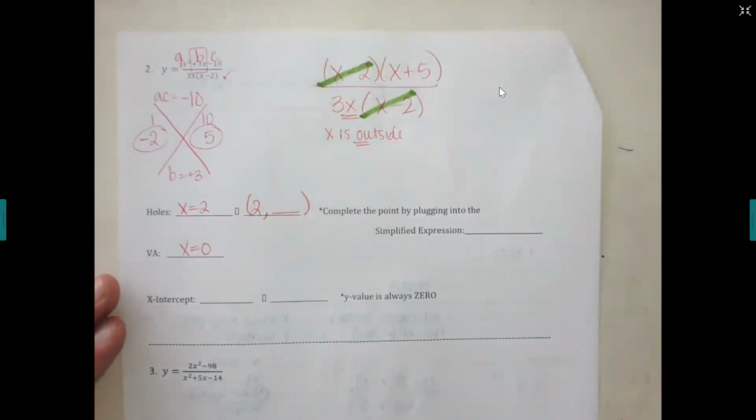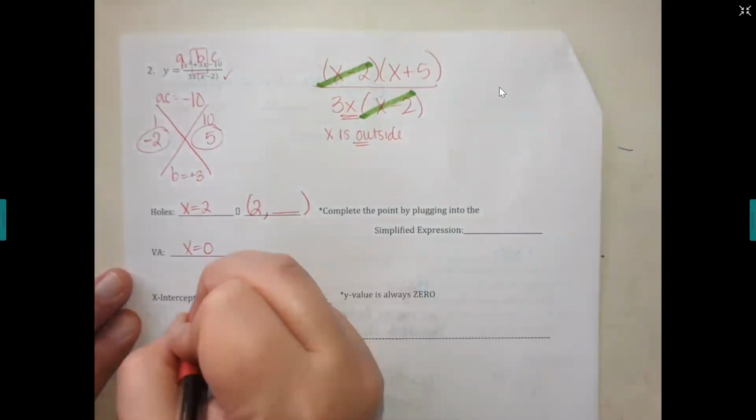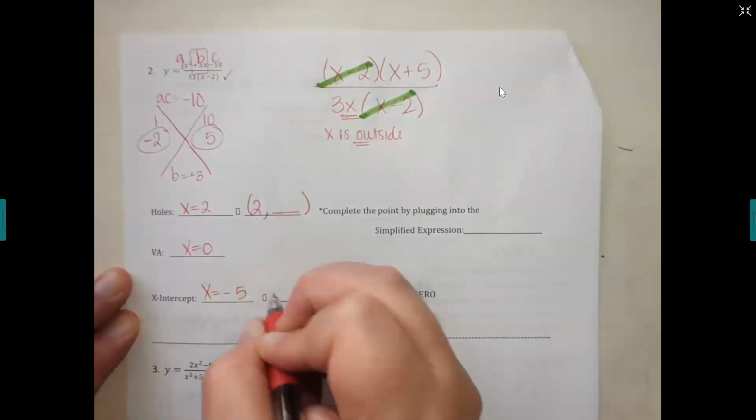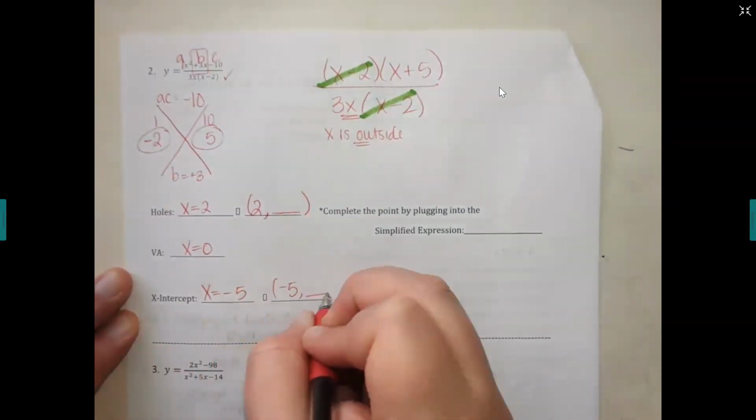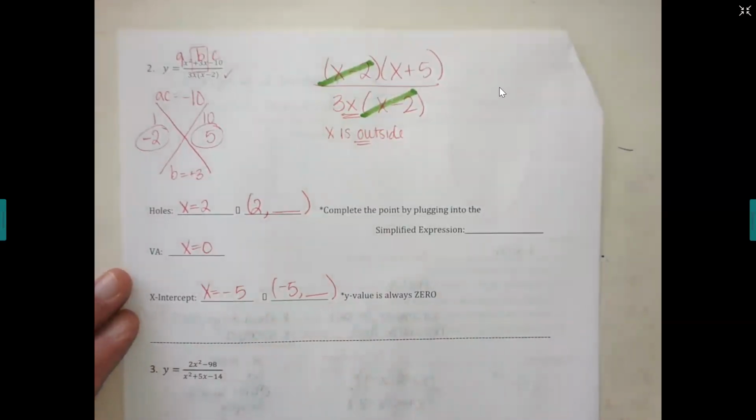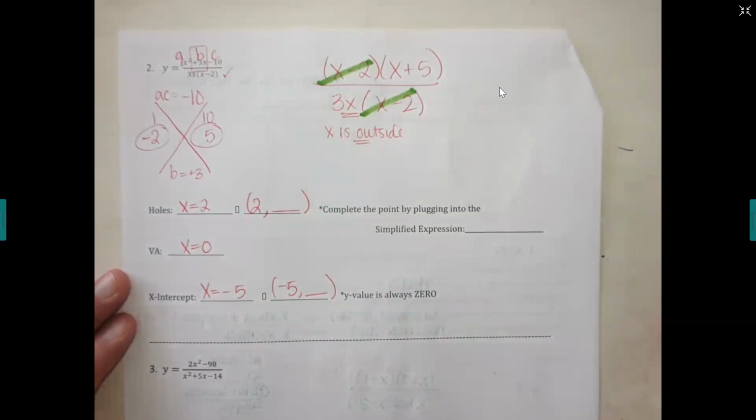Was it X plus 5? Which means where's the 0 gonna be? At -5. Which means -5 comma something. Okay, then to find those two Y values, you're gonna take what's left over of your equation, put it into the calculator, look them up in your chart.